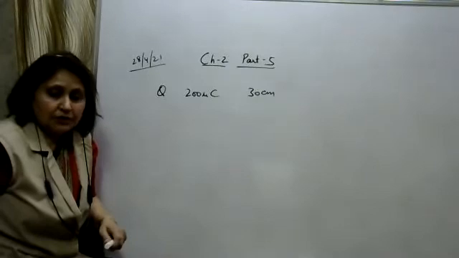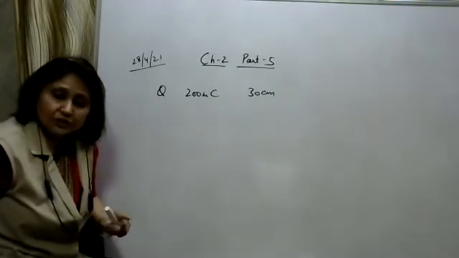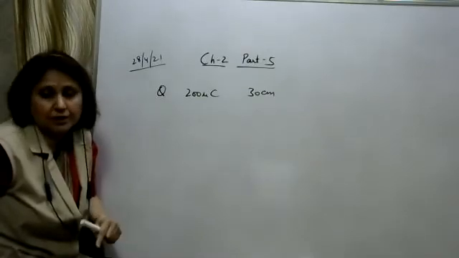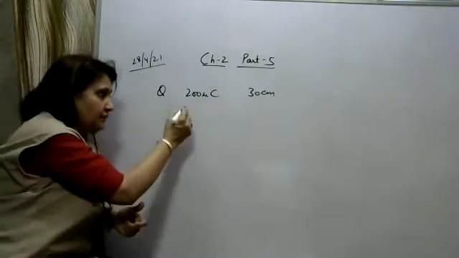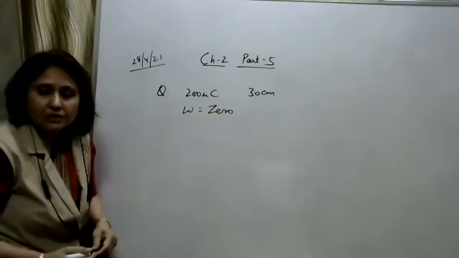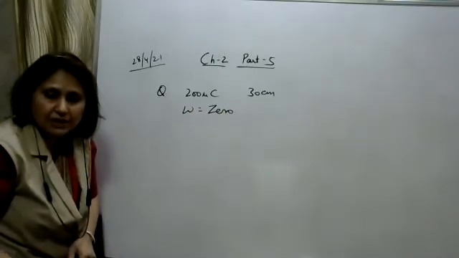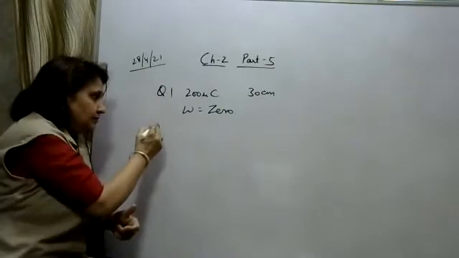What will be the work done? This charge of 200 microcoulombs is moved on an equipotential surface. We know that for any charge moved on an equipotential surface, the work done is zero. So no work is done in moving any charge on an equipotential surface. Write the next question.